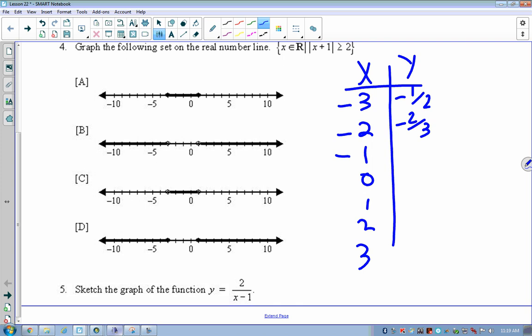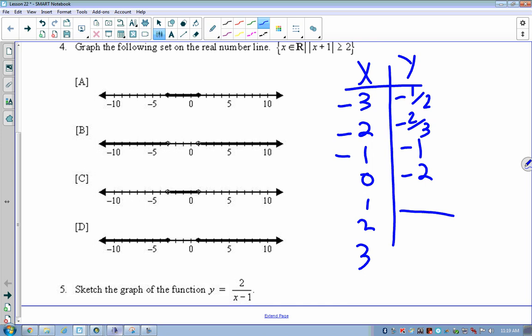If I had -1, that's 2 divided by -2. That'd give me -1. If I had 0, that gives me -2. Okay. 1 minus 1 would be 0. That's where I got a problem now, right? That's an error. That's what we would refer to as an asymptote. Why is that a problem? Because 1 minus 1 is 0.